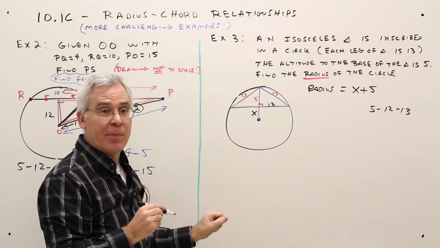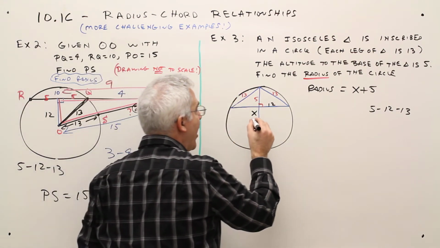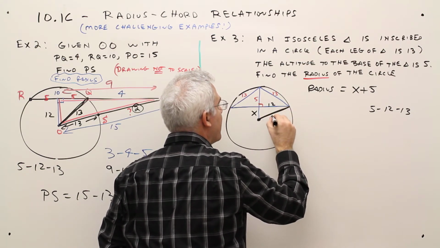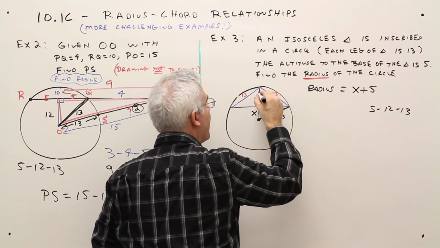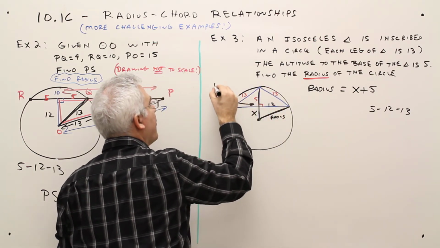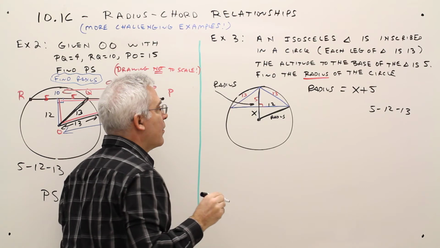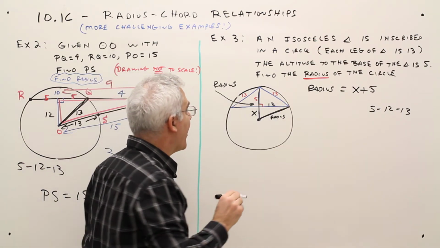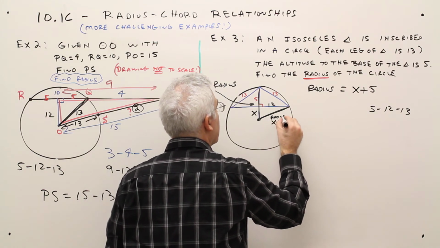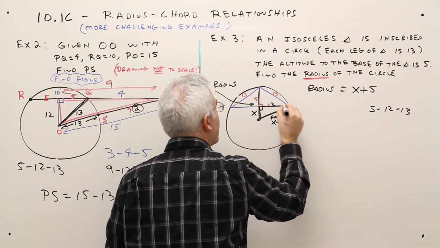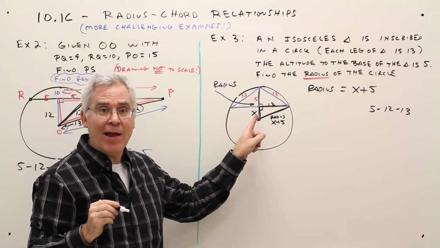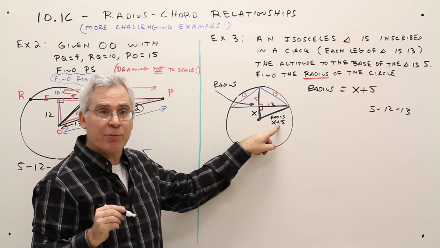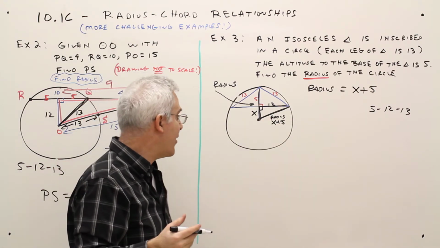Then, I'm going to do something crazy. I'm going to draw another radius. So just to let you know, that's a radius there, and that's a radius there. Ooh, and I know that that radius is x plus 5. So now I've got a right triangle with legs of x and 12 and a hypotenuse of x plus 5. I can now use the Pythagorean theorem.